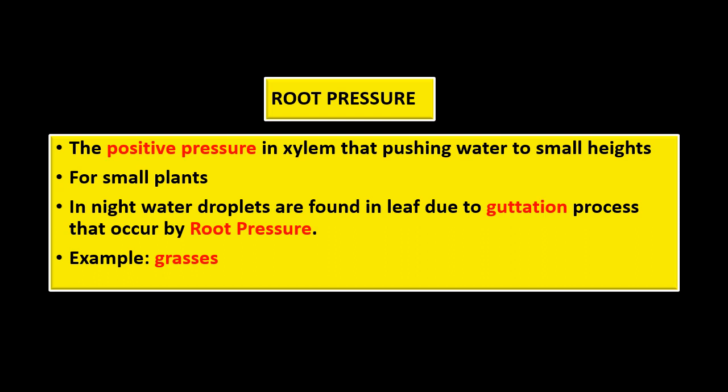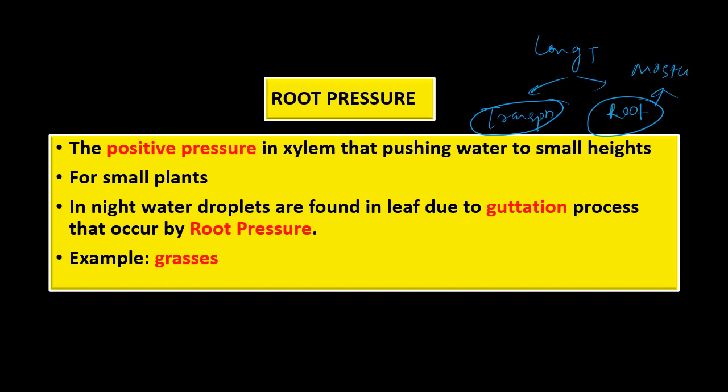In long distance transportation, we see that it occurs mostly due to transpiration pull and root pressure. These are the main factors, but root pressure is mostly seen in small plants like grasses, whereas transpiration pull mostly affects long plants.